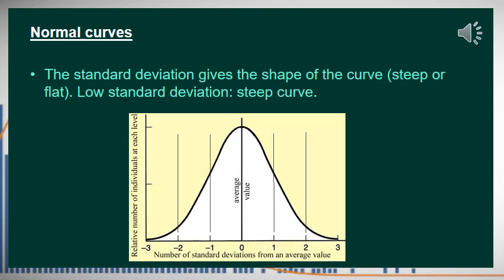If I have a low standard deviation in a distribution, it means that all my observations are close to the mean. If I have a high standard deviation, it means that my observations are far from the mean. So when I have a low standard deviation, my bell curve will be very steep. If I have a high standard deviation, my bell curve will be more flat.